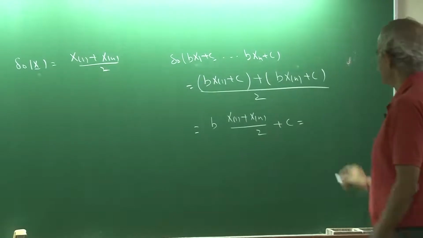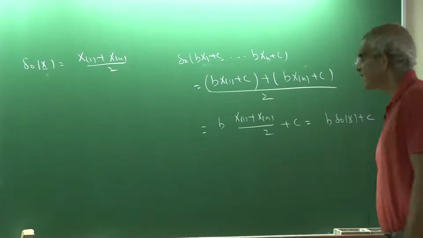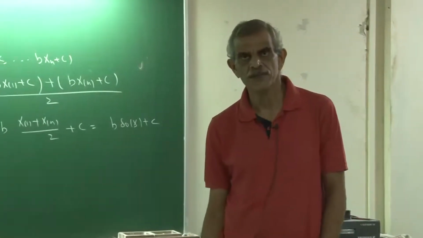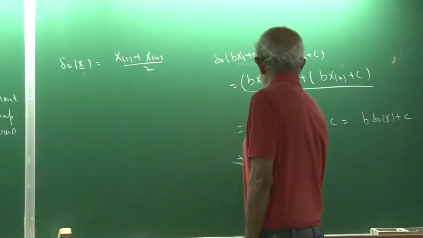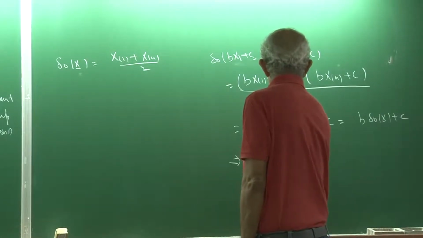2c by 2 gives me c. So this is the same as b times delta naught x plus c. And that is the definition of an affine invariant estimator of mu. So this implies that delta naught is an affine invariant estimator of mu.